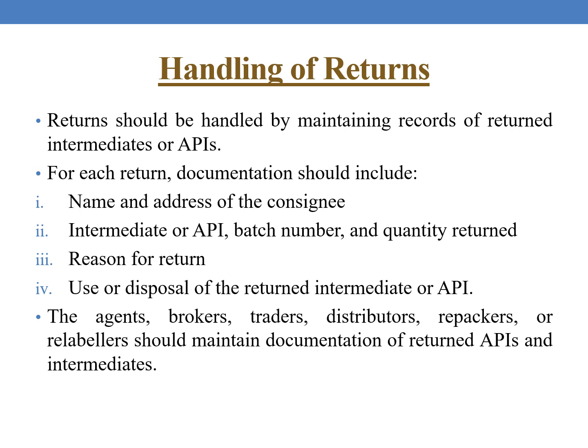Coming to handling of returns. Returns should be handled by maintaining records of returned intermediates or APIs. For each return, documentation should include name and address of the consignee, intermediate or API batch number, quantity returned, reason for the return, use or disposal of the returned intermediate or API. The agents, brokers, traders, distributors, repackers or relabelers should maintain documentation of returned API and intermediates.